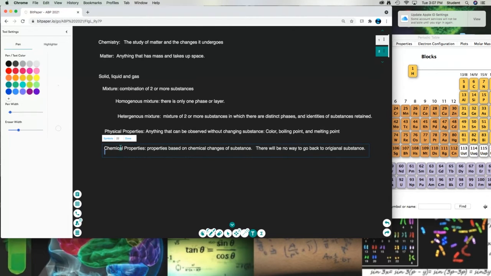Anytime you cook, right? I think the book uses baking cookies as an example. You can't go back to cookie dough once you've cooked the cookie, right? Let's look at extensive versus intensive properties.